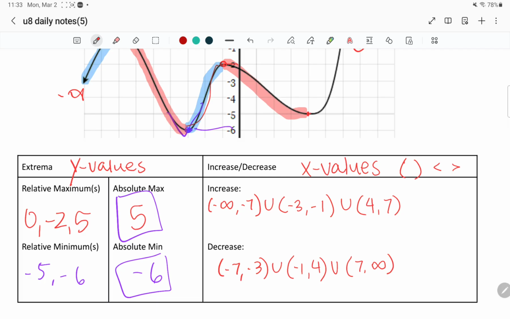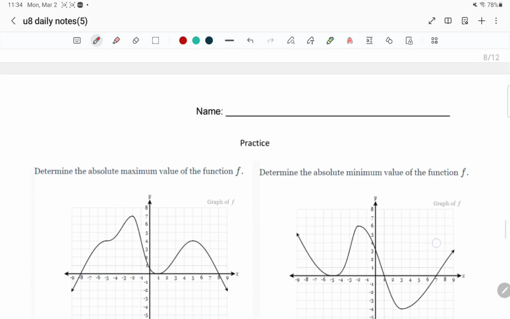Okay, I'm going to pause the video. I'm going to write all the inequality notation for this, and then we'll move on to the example problems for these. Okay, let's try it out for real.